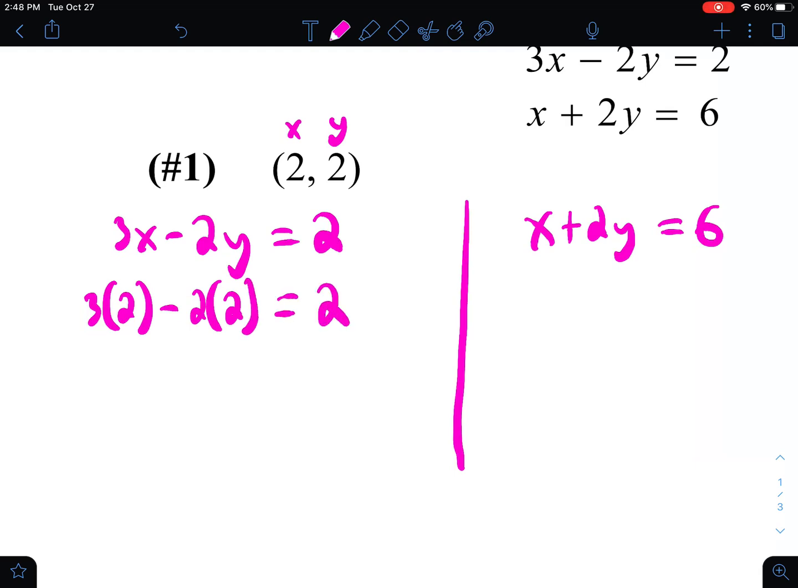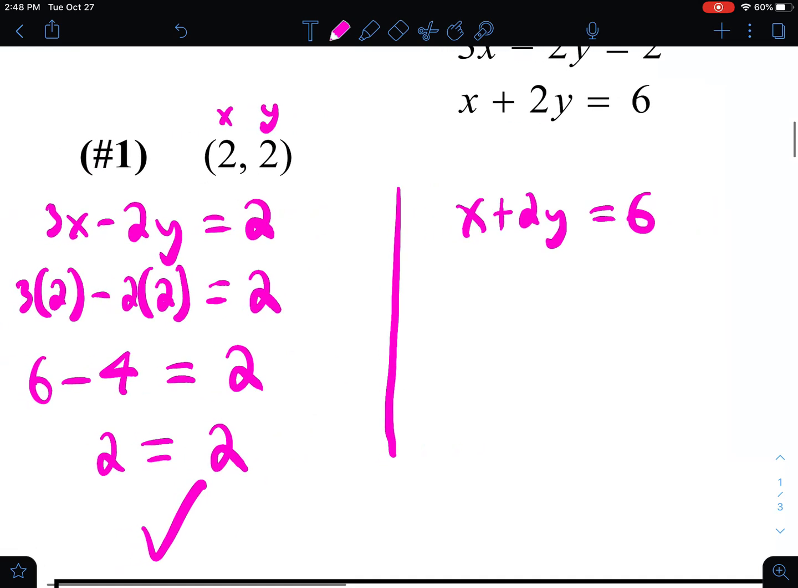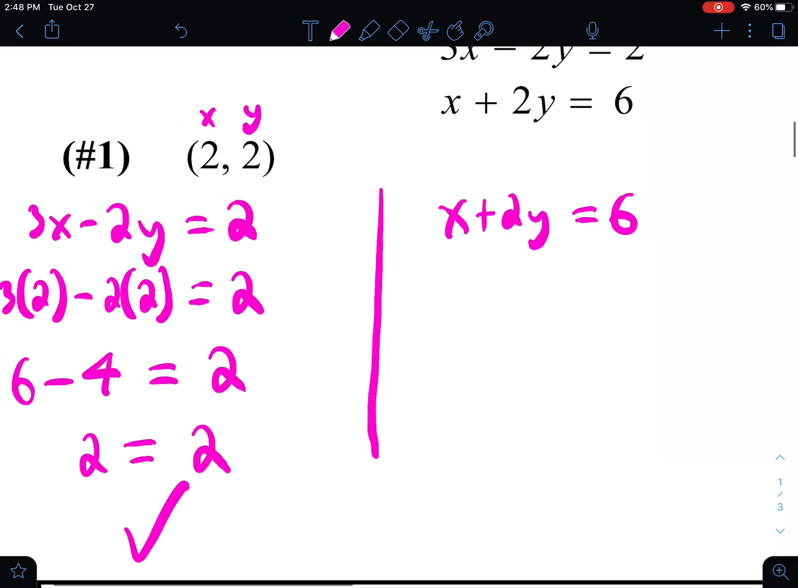All right, let's simplify this now. So 3 times 2 is going to be 6, minus 2 times 2, which is 4, using PEMDAS. Working left to right, multiplication comes first. And 6 minus 4 is going to be what? That's going to be 2. Does 2 equal 2? It does. So it's a solution for that one, but it needs to be a solution for all the different equations in the system. Okay, it can't just be true for one equation, it has to be true for all of them. So let's see if it's true for this one too.